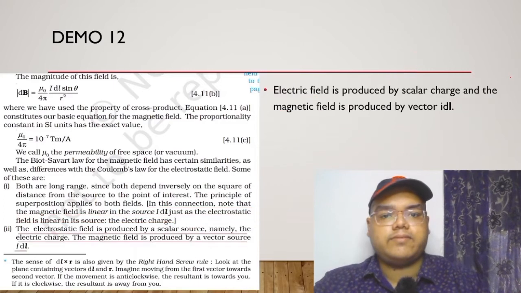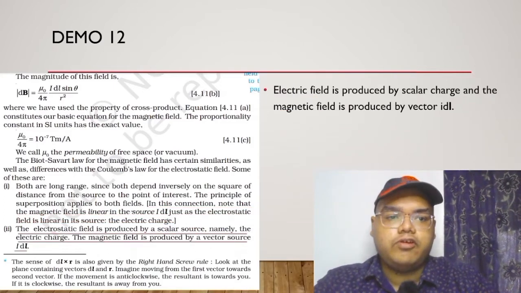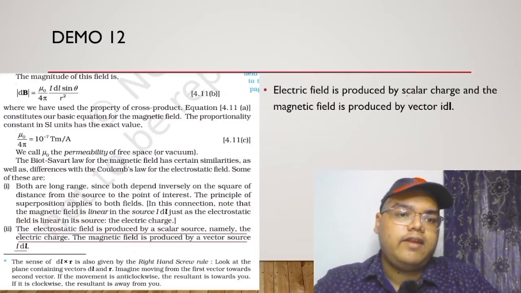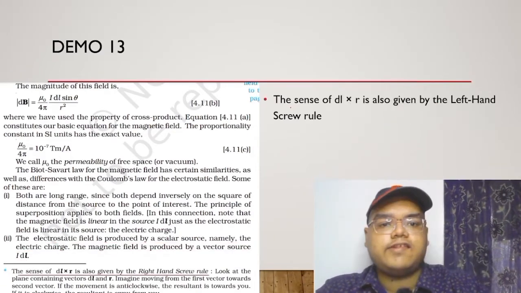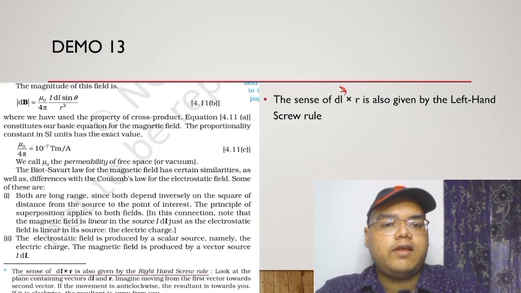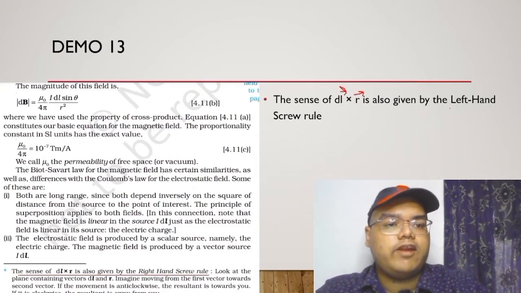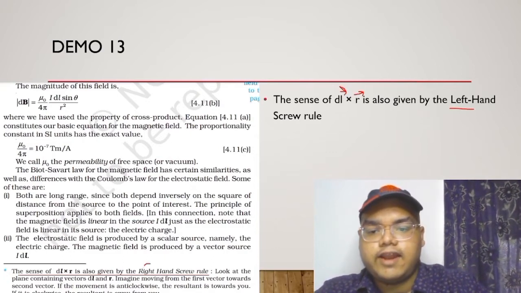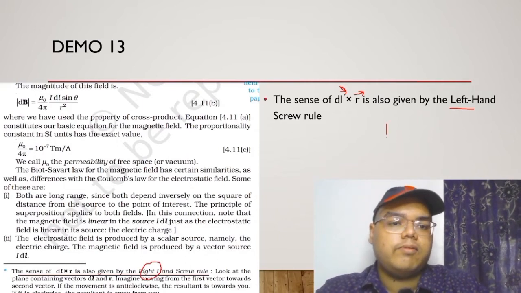Okay, next, electrostatic field is produced by scalar charge and magnetic field is produced by vector Idl. Yes, true. The sense of dl cross r is also given by left hand rule. No, here it is written right hand screw rule. Okay, so it will be false.